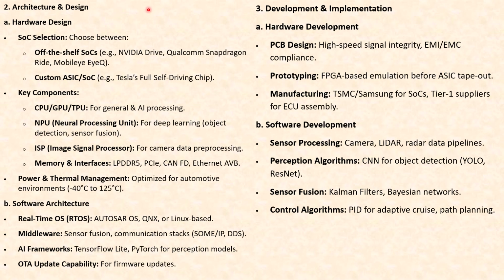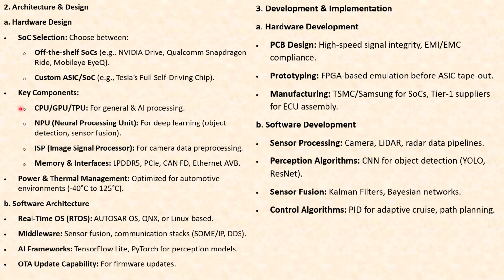Now, let's see the architecture and design, how we go about architecture and design. I'm saying this from the perspective of an OEM or tier 1 company. Suppose you are a tier 1 company, you will follow all these steps. First, you need to select a SOC. Choose between an off-the-shelf SOC or a custom SOC. There are many off-the-shelf SOCs like NVIDIA Drive, Qualcomm Snapdragon Ride, Mobileye EyeQ. All these are off-the-shelf system on chips. Or you can also customize the system on chip, like the Tesla self-driving chip.